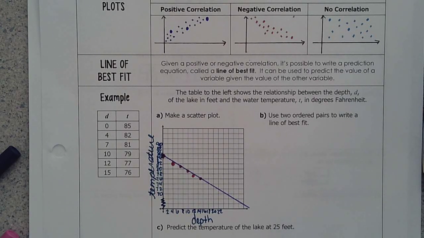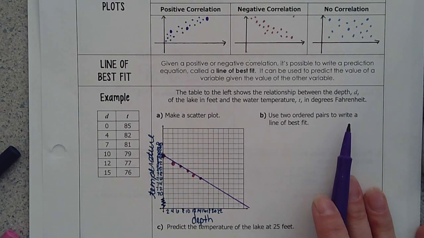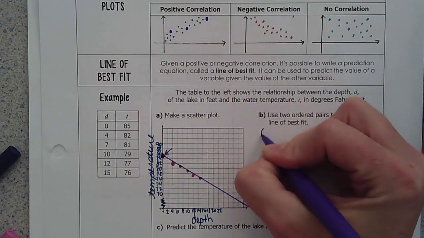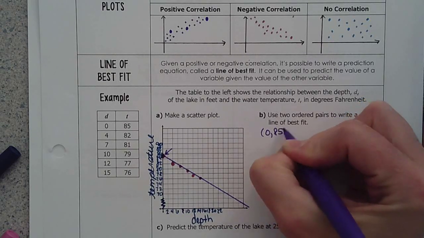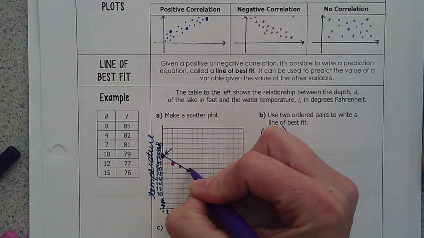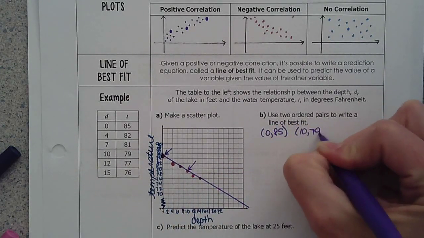All right. So now let's look at generating our equation, because that's our goal right now, to get an equation for the data. It says use 2 ordered pairs to make a line of best fit. I want to choose 2 ordered pairs that are touching my line really well. So I'm going to use this one, the point (0, 85), and then I'm going to use this one, which is at (10, 79).